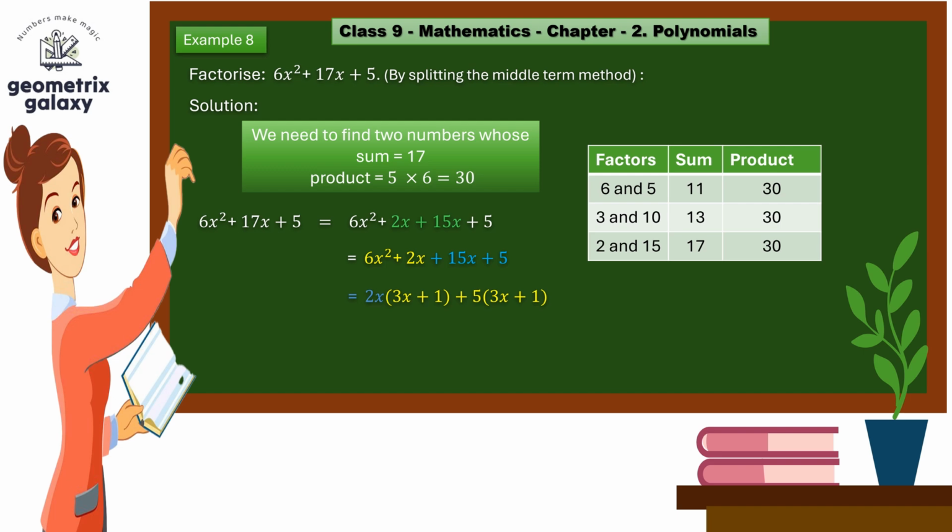Now we will see the third and fourth terms, 15x plus 5. In this the common factor is 5. So take plus 5 out. So you will get plus 5 into 3x plus 1. Now if you observe, you can see that 3x plus 1 is common in both the terms. So we can take 3x plus 1 out commonly. Then we will be left with 2x plus 5. So the factors are 3x plus 1 into 2x plus 5.